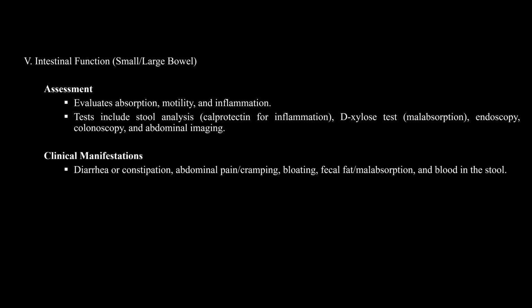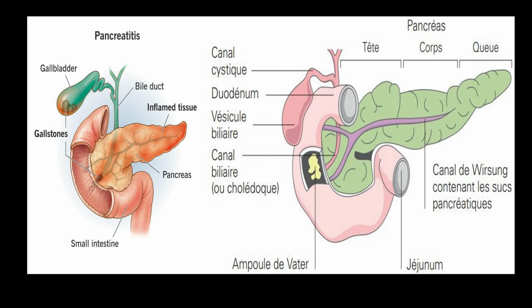Intestinal function tests evaluate the small bowel for malabsorption, motility, and inflammation. The stool analysis, inflammation, malabsorption, endoscopy, colonoscopy, and abdominal imaging. Diarrhea contributes abnormal pain, blood, infection, malabsorption, and blood in stool. The pancreas, the gallbladder, the small intestine, and bile tests for inflammation in the pancreas.